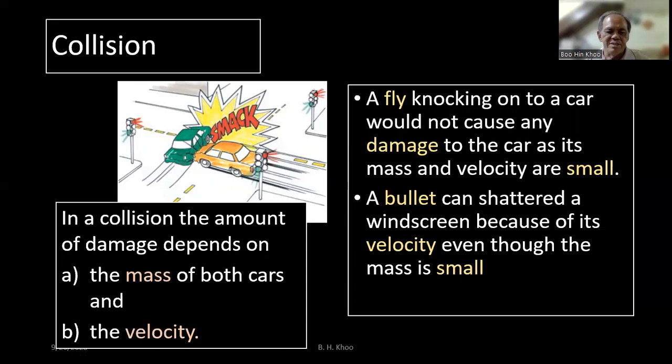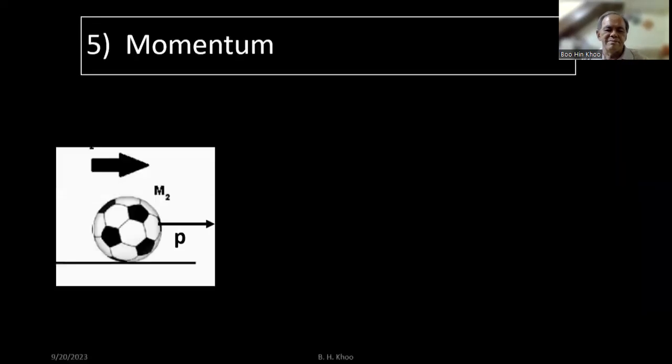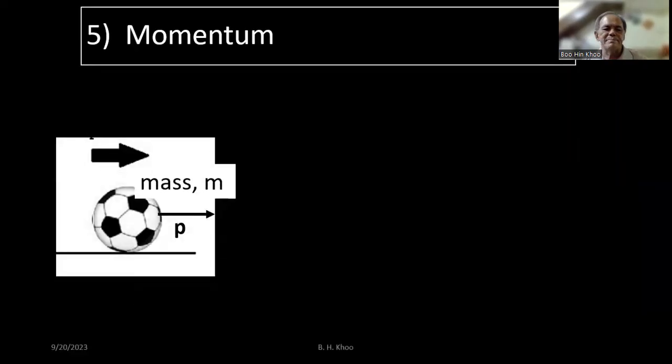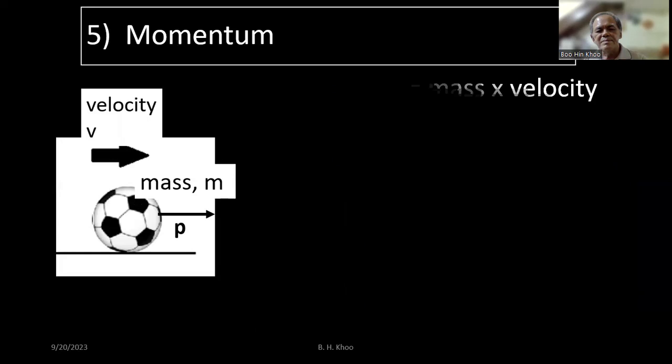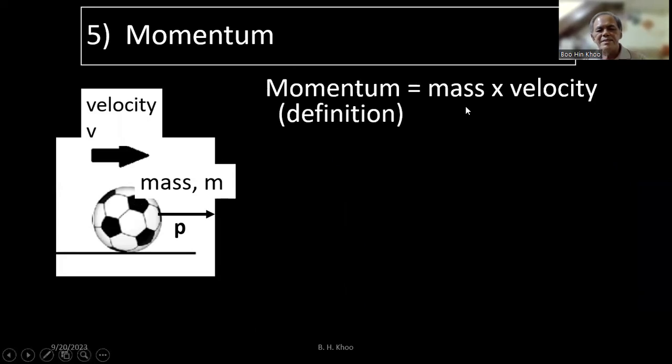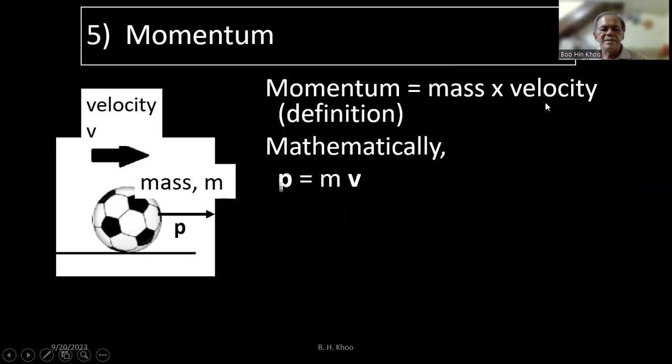Right? So whether the windscreen will be shattered or not depends on two things, the mass and the velocity. The bullet, even though it has a small mass, is moving at high velocity. So we define a new quantity, to take into account collision, momentum. Mass of football, velocity of football. We define momentum as mass times velocity. Mathematically, p equals mv. p is a vector, velocity is a vector, mass is a scalar.